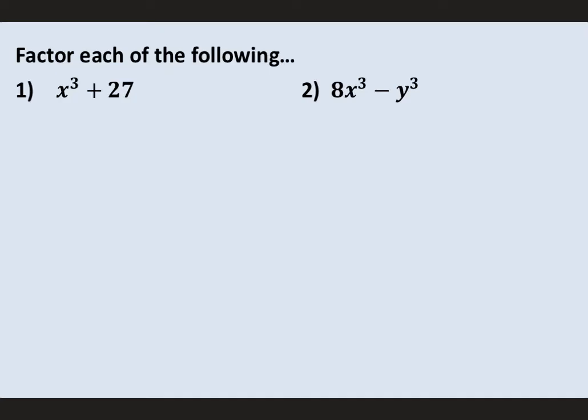All right, so on this next screen, we have x to the third plus 27. Now, what we're going to do is we're going to rewrite this as a sum of cubes.